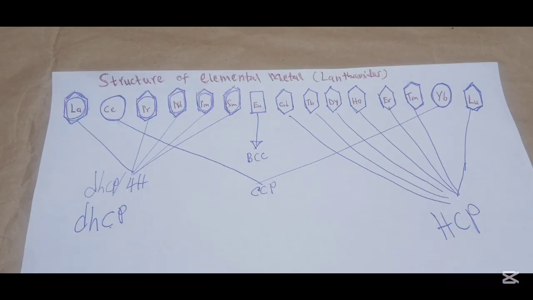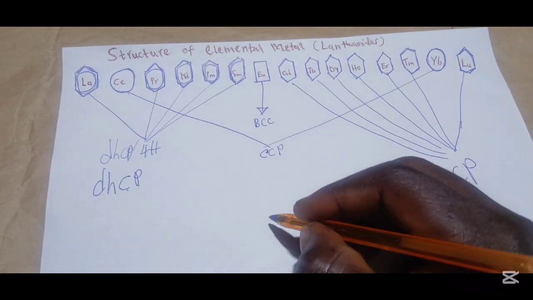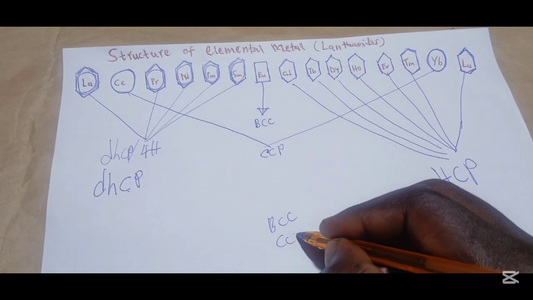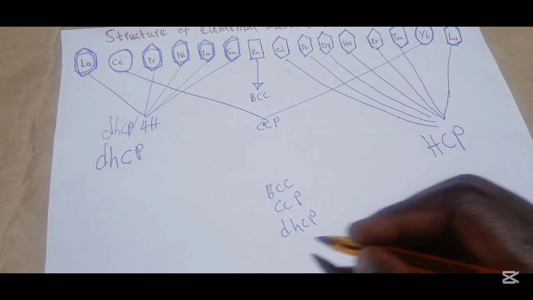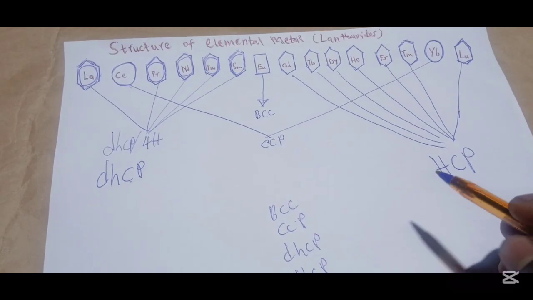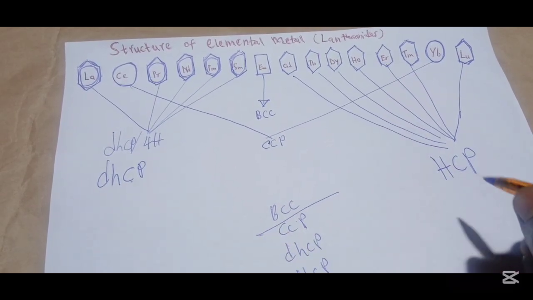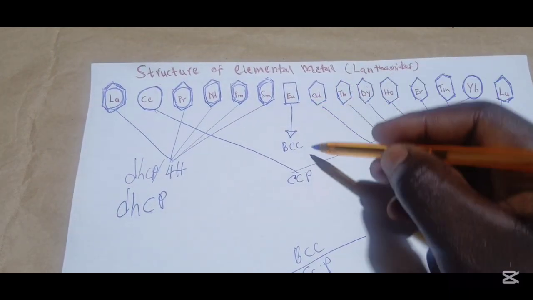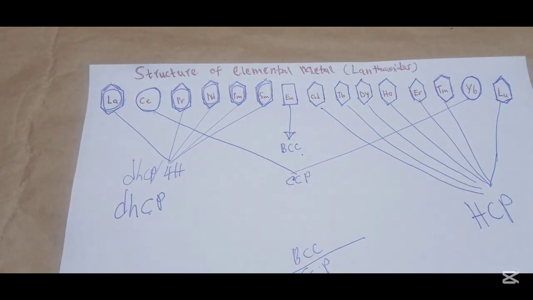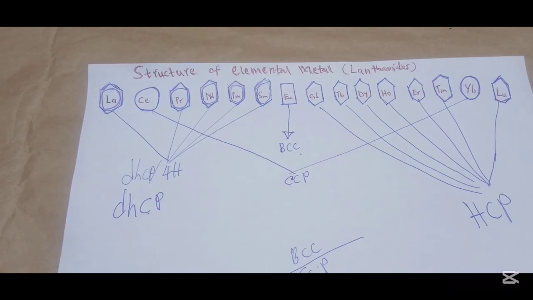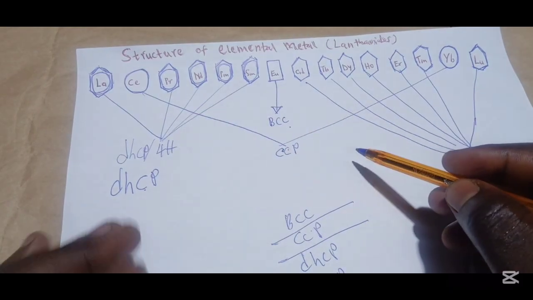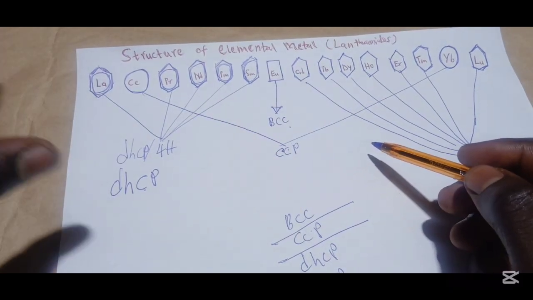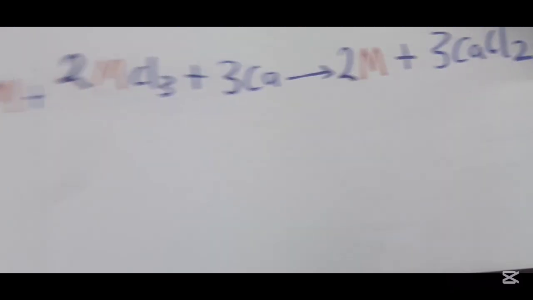So I think for now, this is the easiest way to record the structure of the elemental metals. You just have to memorize BCC and then CCP. Then you look at DHCP and the last one, HCP. First, you look at the exception, which is europium. Europium shows BCC, right? Then the second one from the left and the second one from the right are CCP. And the remaining ones are on the left-hand side.